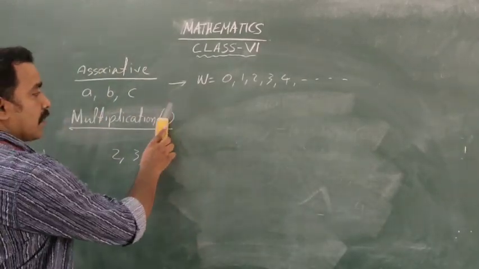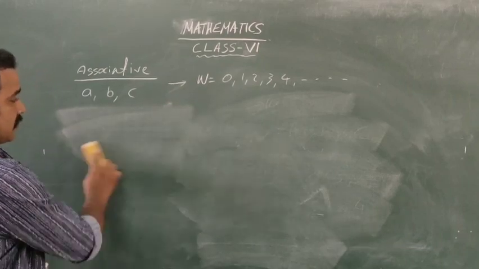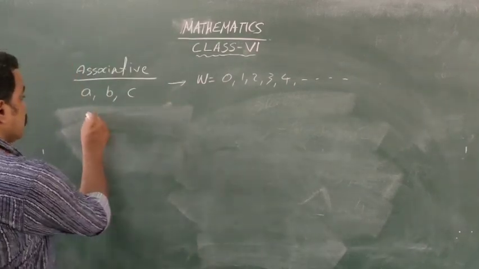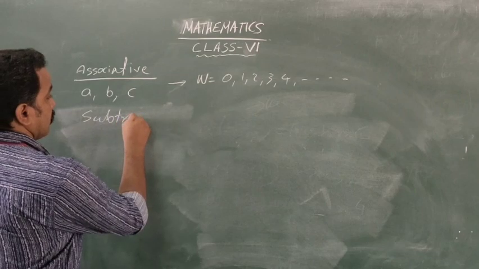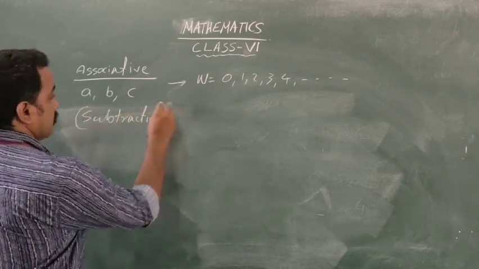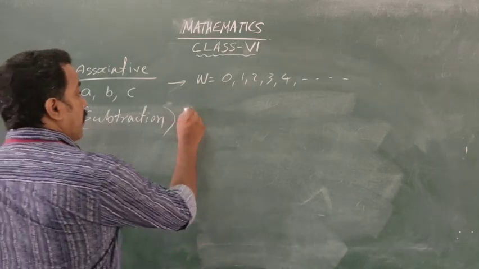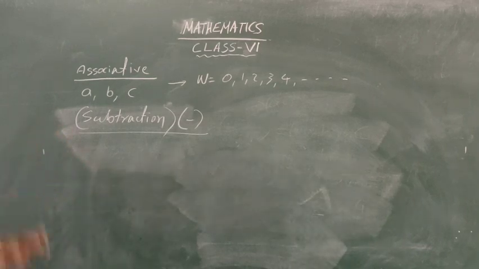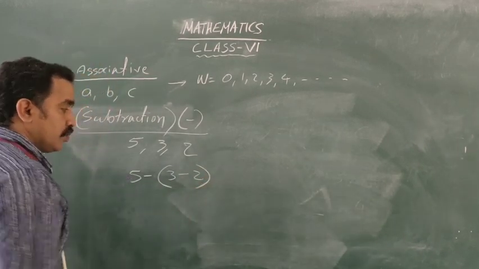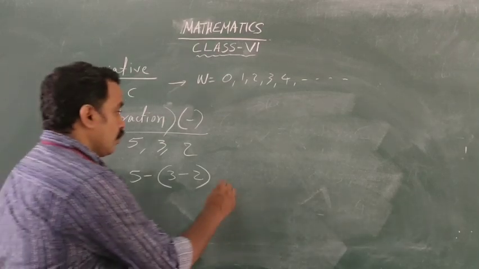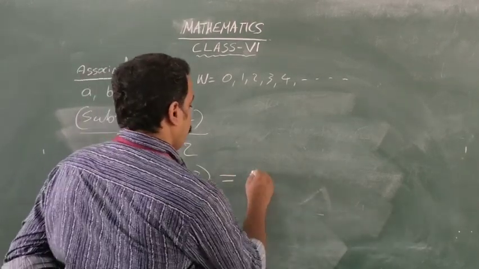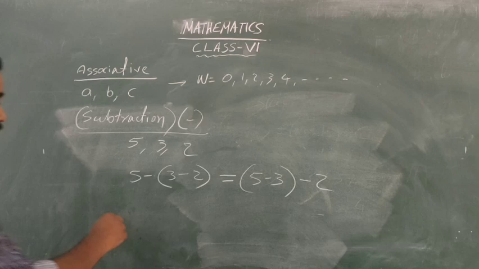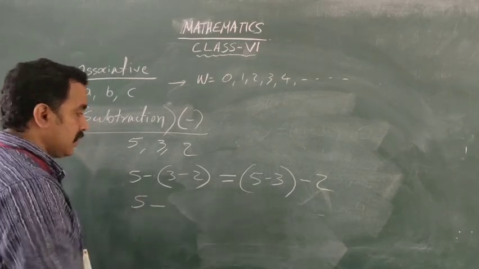Now see the remaining two operations. What are the remaining two operations? The remaining two operations are subtraction and division. Subtraction, let us check. Subtraction means finding the difference or minus. In case of subtraction, what is 5 minus 3 minus 2? Whether it is equal to 5 minus 3 minus 2 or not.